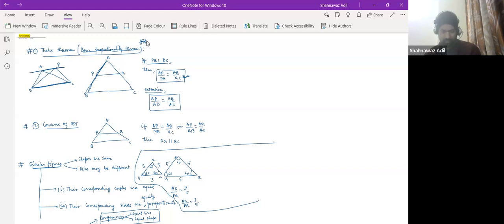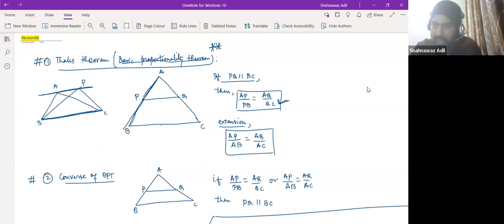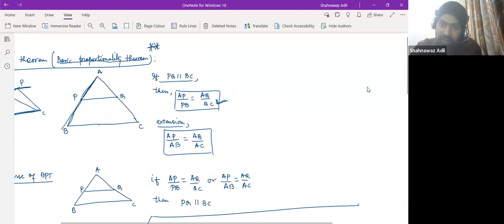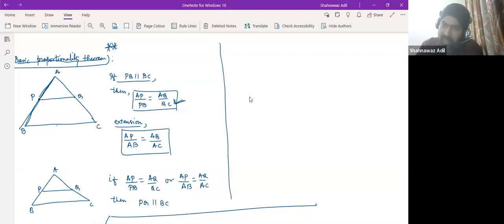Sir, can you explain the proof of that theorem? Okay, good. How do we prove this thing? I told you guys that to prove these things, we have to understand one thing: the area of the triangle. We will use this property, half base into height.